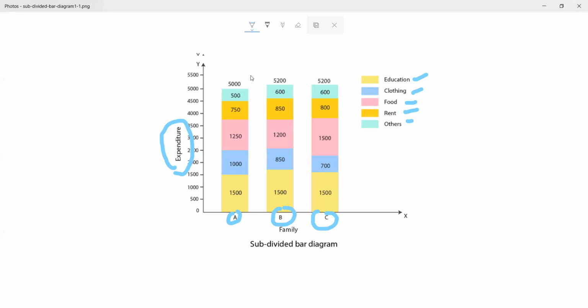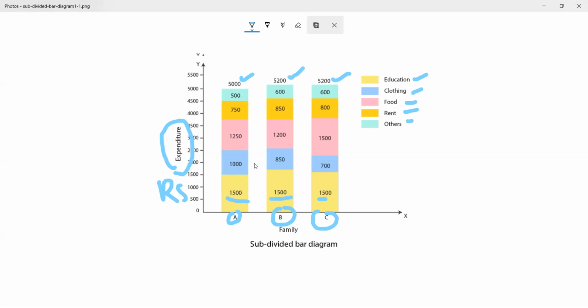So in this you can also get how much total expenditure they are making. See, family A is spending 5,000 in total, 5,200 is B's, and C as well is 5,200. Again, in between them you can see which category they might be spending more on. As such, on education, all of them are spending 1,500, or whatever currency they are using here. Let's suppose they are using rupees. Per month they are spending 1,500 rupees on their children's education or their own education, whatever it might be.